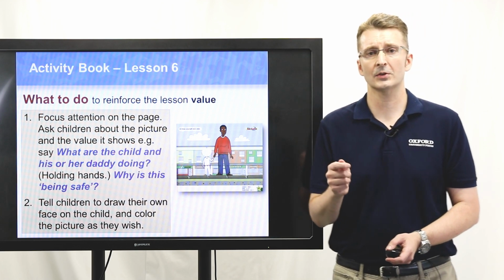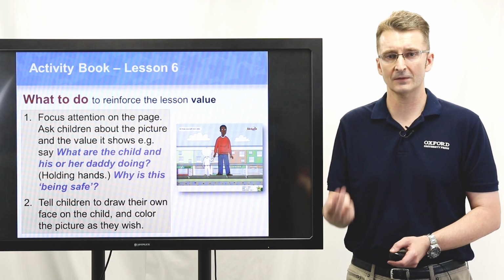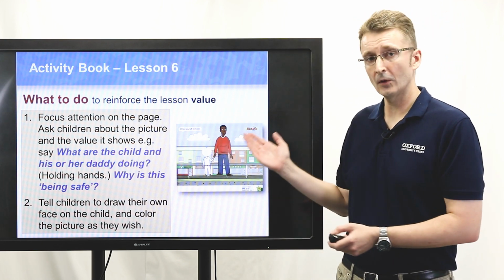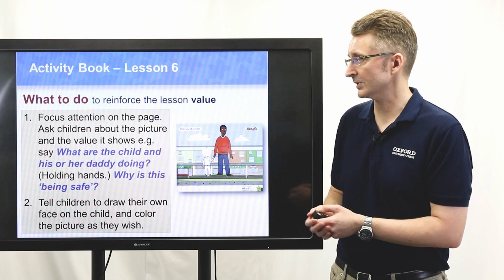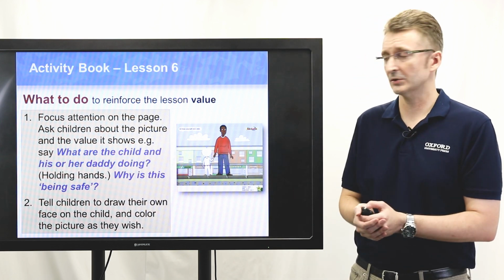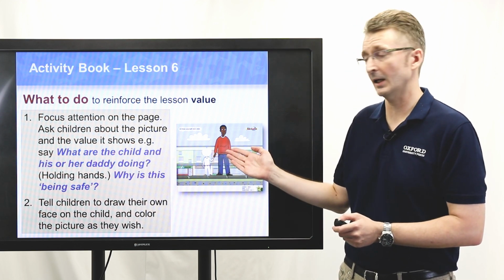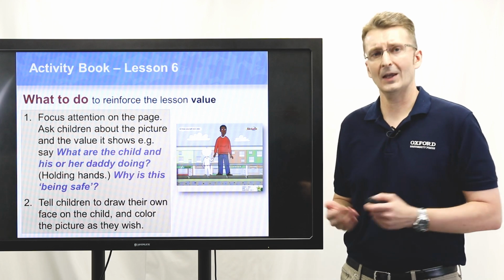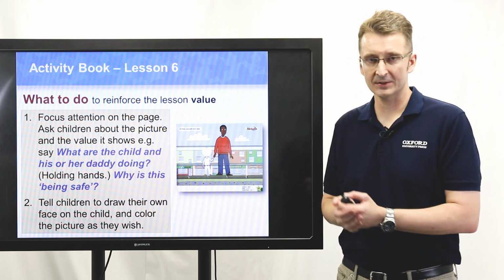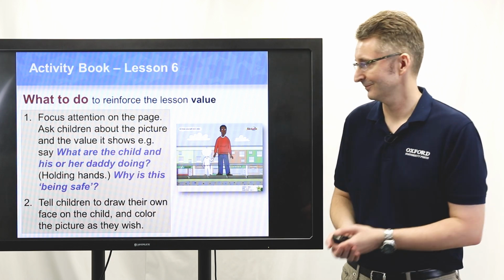First, you're going to ask questions about the picture to get your students thinking more about the Lesson 6 value. So, focus your students' attention on the activity book page and ask them about the picture and the value it shows. So, for example, you could say to your students, what are the child and his or her daddy doing? They're holding hands. Why is this being safe? And see what your students say.